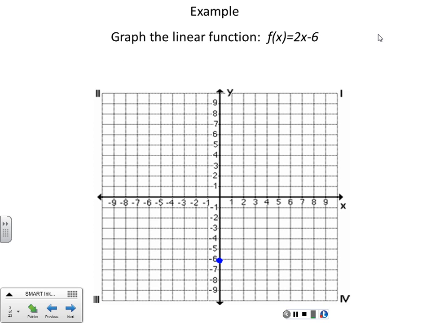Alright, from this point, don't go back to the origin. From this point, what are we going to do? Rise 2, run 1. So we're going to go rise 2, run 1, put another point. How many times can I do this? As many times as I want to, and you can see that it's going to make the same line. Rise 2, run 1, rise 2, run 1. So it is going to make the same line. I wish I had a straight edge, but I don't. So we'll do the best we can.